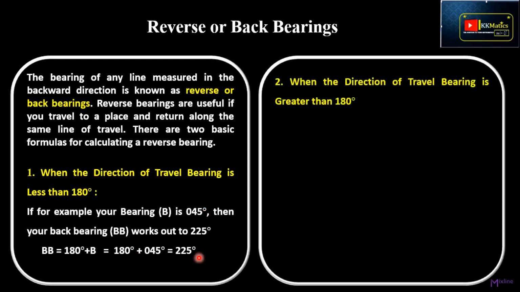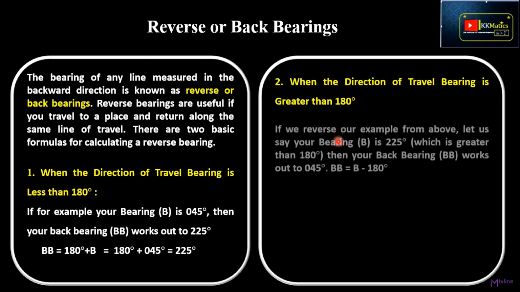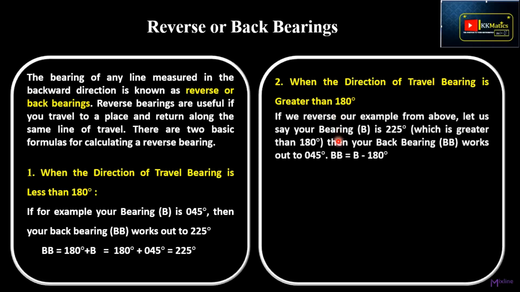Two is when the direction of travel bearing is greater than 180 degrees. If we reverse our example from above, let us say your bearing is 225 degrees, which is greater than 180 degrees. Then your back bearing works out to 045 degrees, which is equal to B minus 180 degrees, and that gives us the 45 degrees.